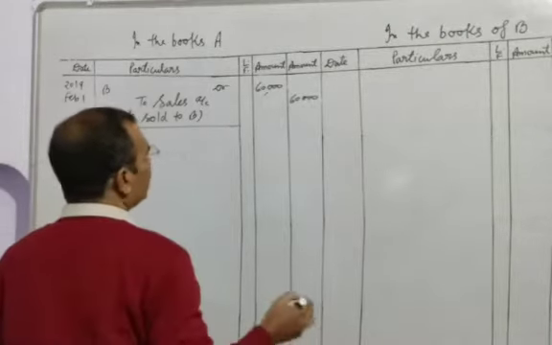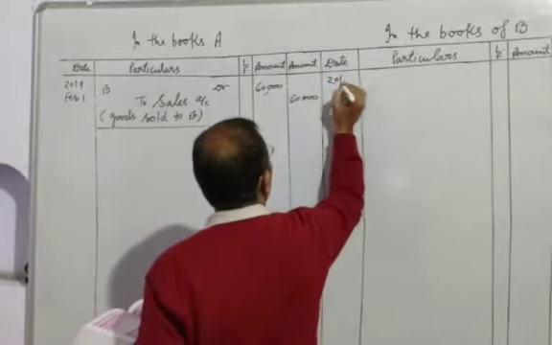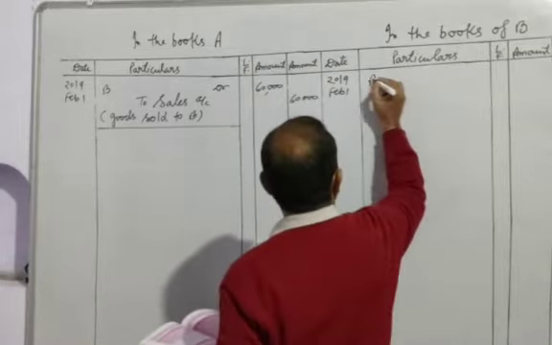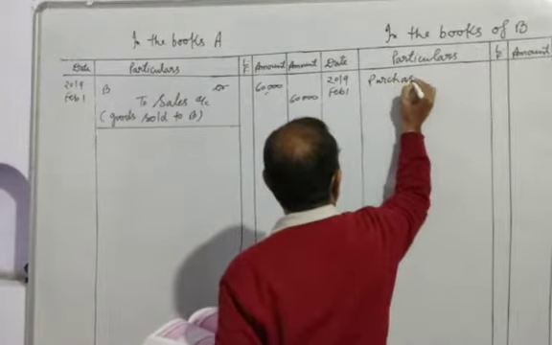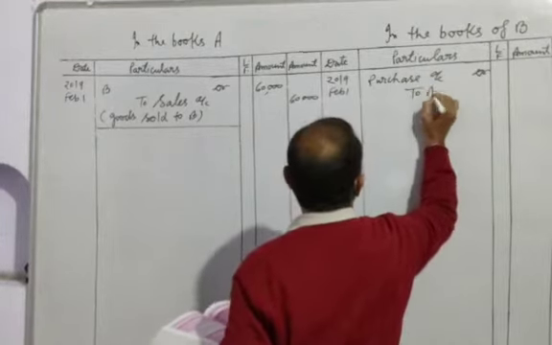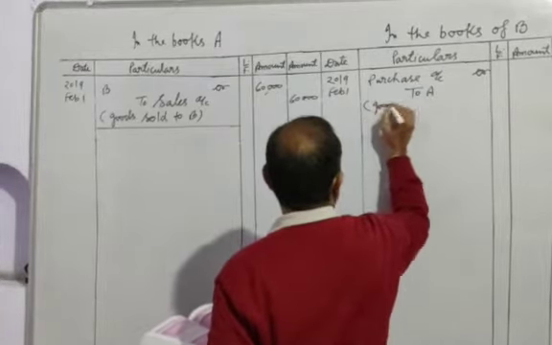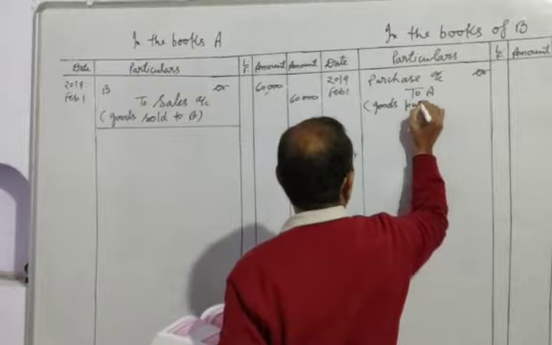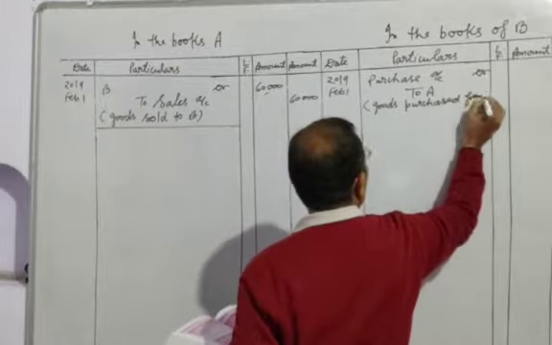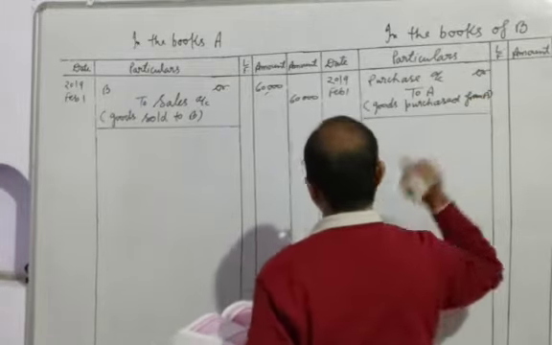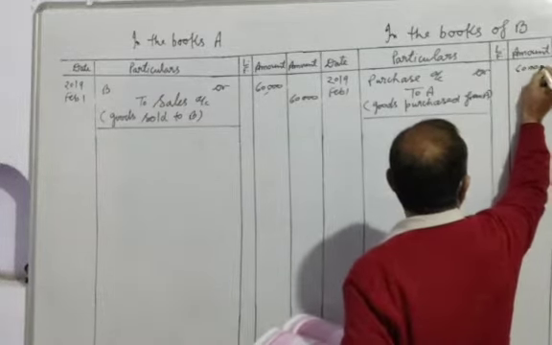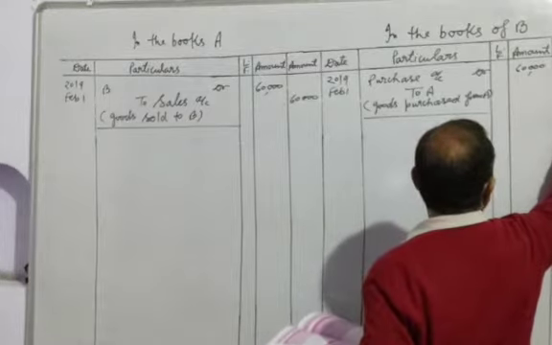And B will record the purchase on the same date, 2019 February 1st. Purchases account debit to A. Narration: goods purchased from A. In this way, as you know, we have made this entry, and the amount is 60,000.